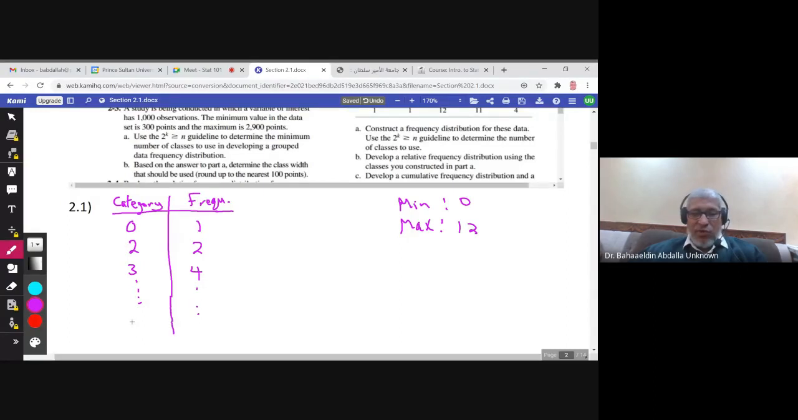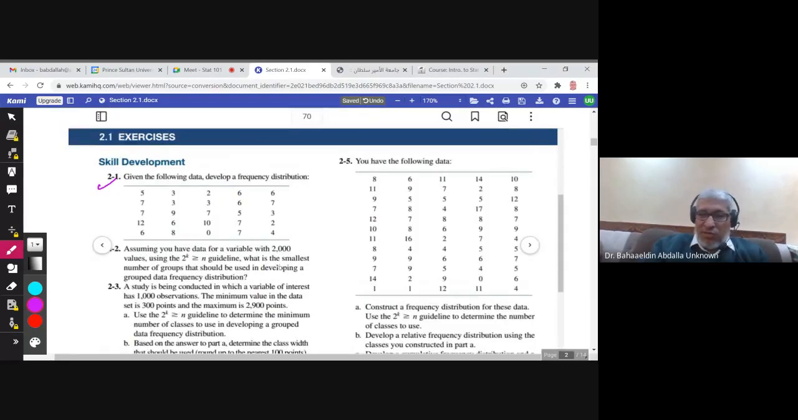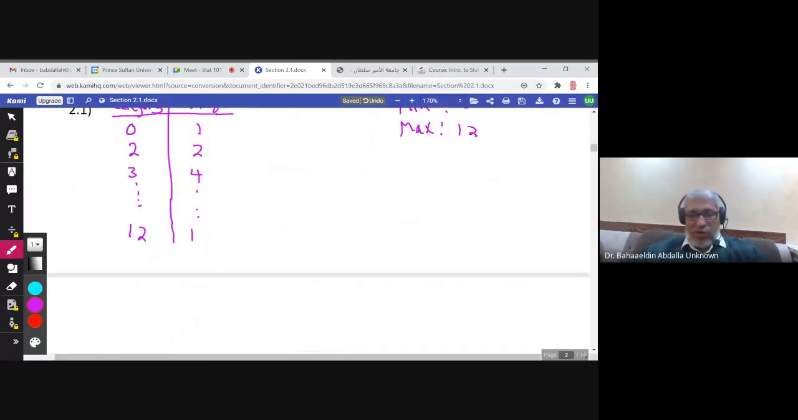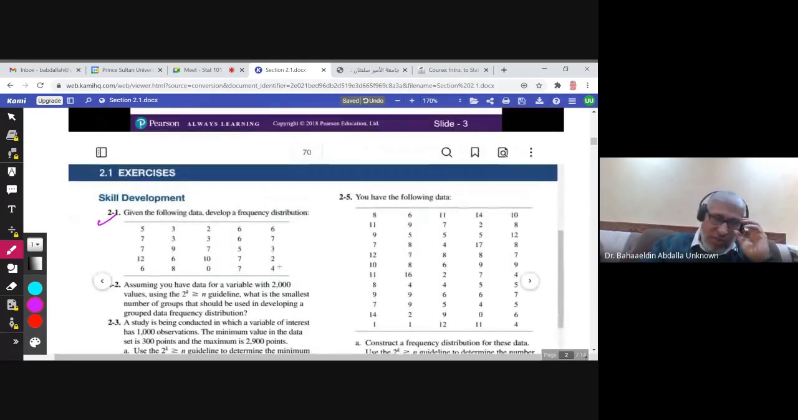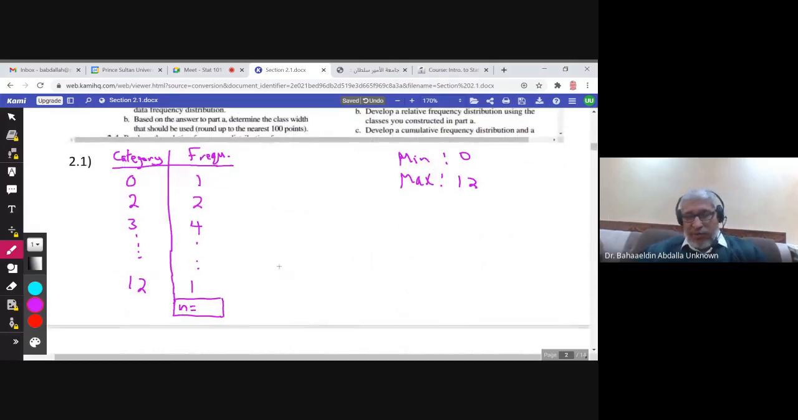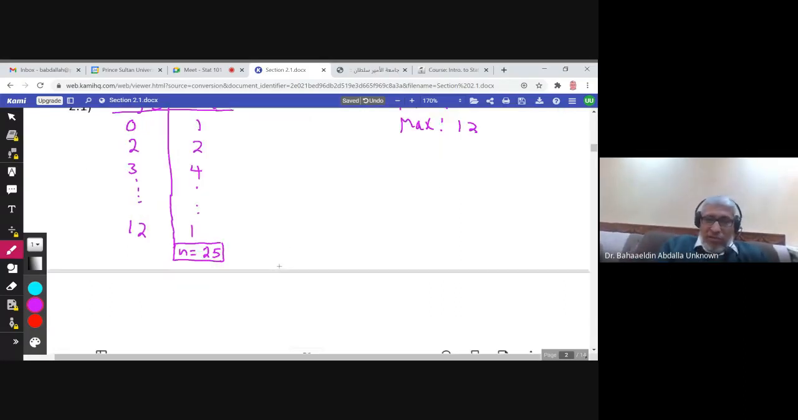Until the last one, which is 12. 12 repeated once. So this is the frequency distribution. Of course, if you add all the frequencies, you will get N, which is the total number of observations, or the total number of data. If you count here, we have 5 rows and 5 columns, so 25 numbers. So if you add all of these frequencies, you should get 25. This is a frequency distribution, very easy.